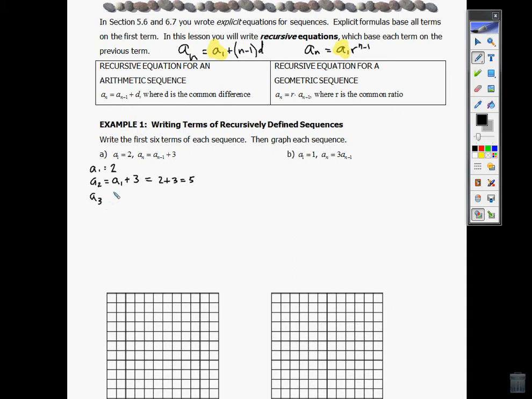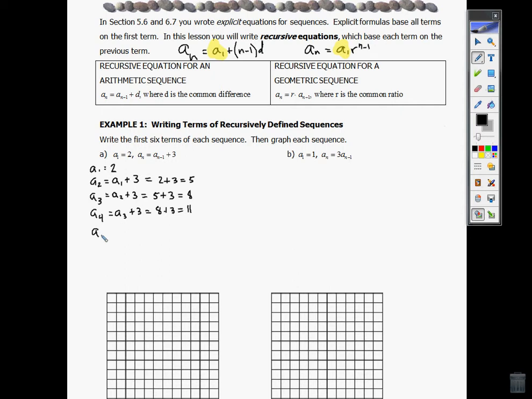Now if I want a sub 3, I want the third term, what's it going to look like? It's going to look like a sub n minus 1, in this case n is a 3, so n minus 1 is a 2, so I'm looking at the second term, plus the common difference, equals 5 plus 3 equals 8. And next, if I want the fourth term, that's going to be, if you're catching on to the pattern here, a sub 3 plus the common difference, which equals 8 plus 3, which equals 11.